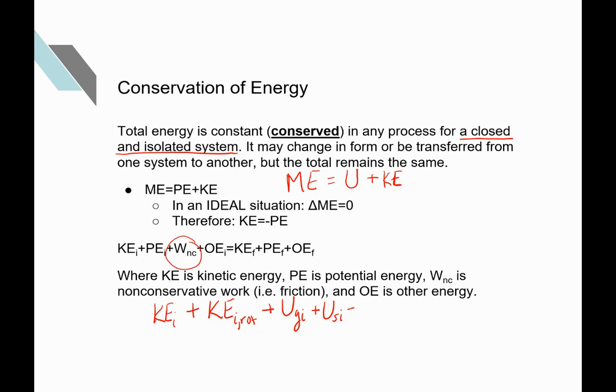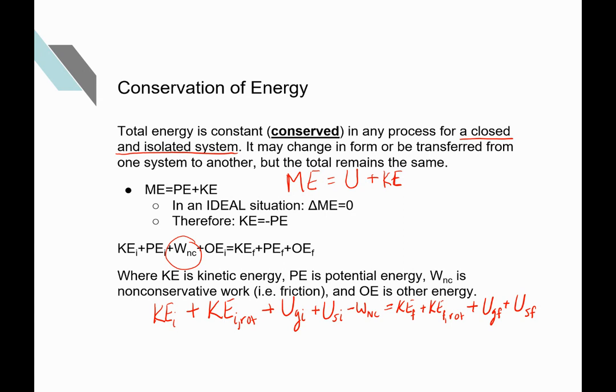I sometimes like to do minus work of non-conservative forces, and the reason for that is because usually that work is in the opposite direction, like due to friction. And then that is equal to our kinetic energy final, our translational kinetic energy final, plus our rotational kinetic energy final. Again, that's not going to be included in this unit, but I do want you to start thinking about that as a possibility. And then we have plus our gravitational potential energy final plus our spring potential energy final.